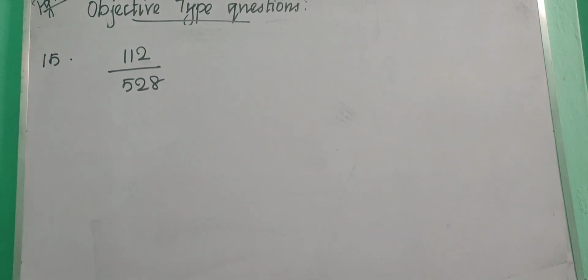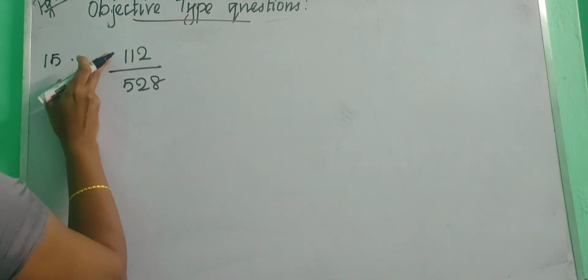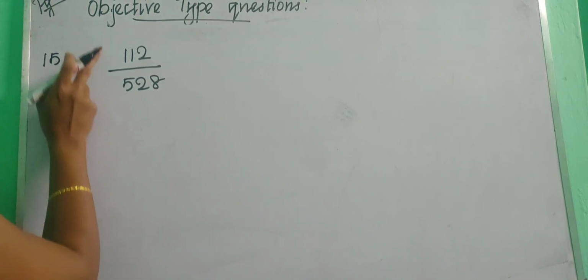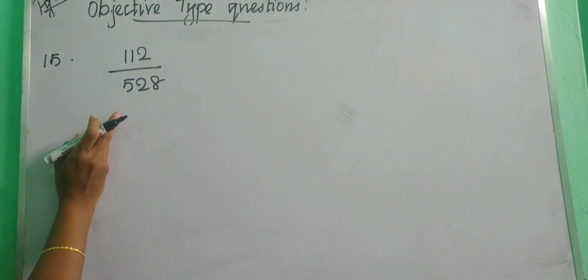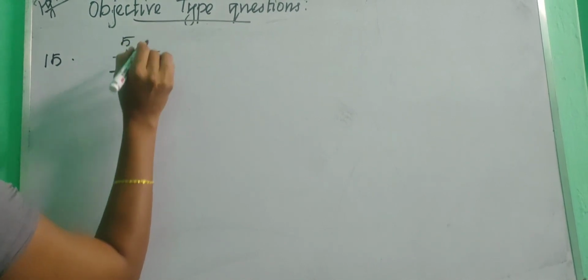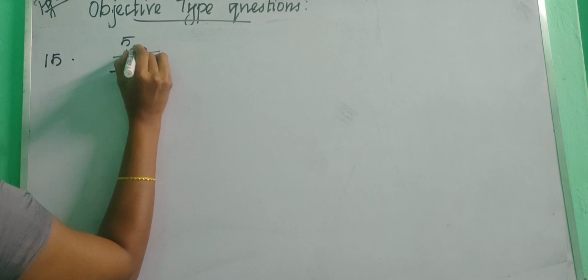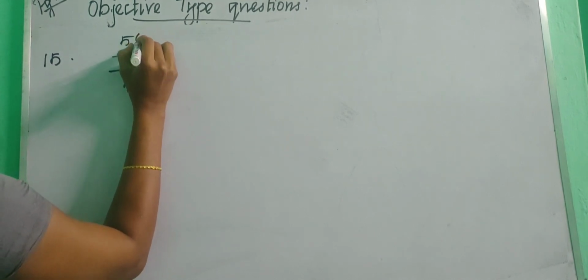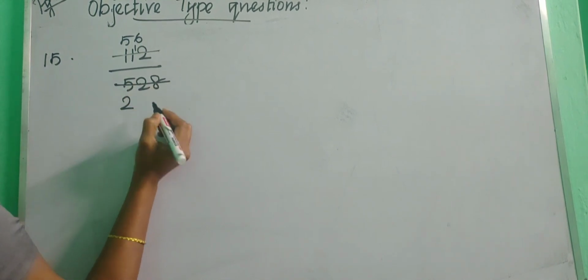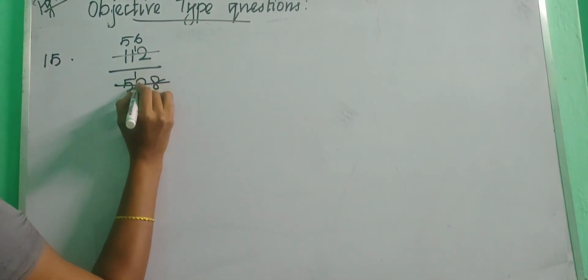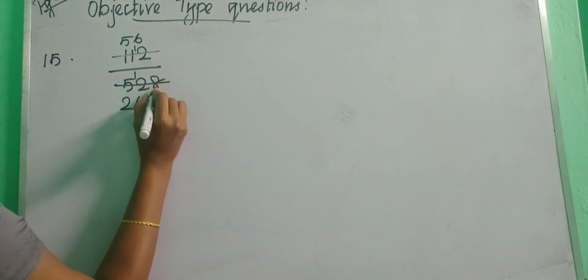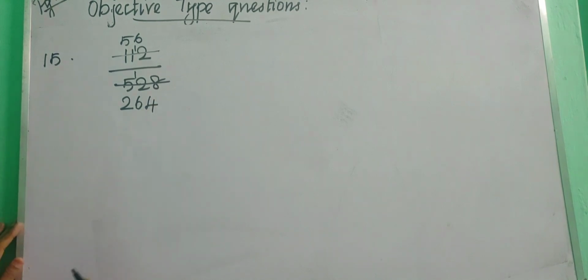See, we are having 112 upon 528. First of all we can cancel this by using the 2 table, right? So 5 2s are 10, remaining 1, so 6 2s are 12. And here 2 2s are 4, remaining 1, so we can consider this as 12, so 6 2s are 12. And then we are having 8, so 4 2s are 8.